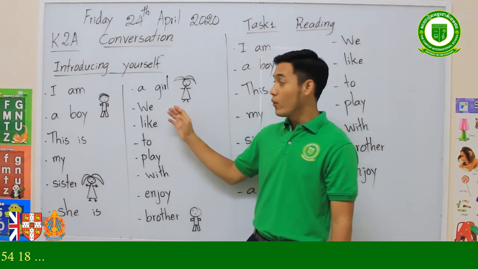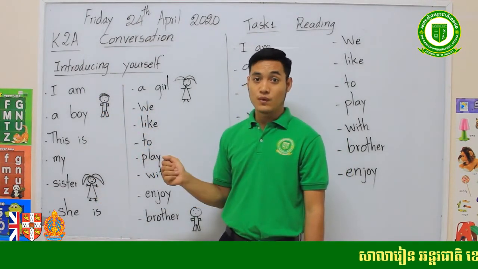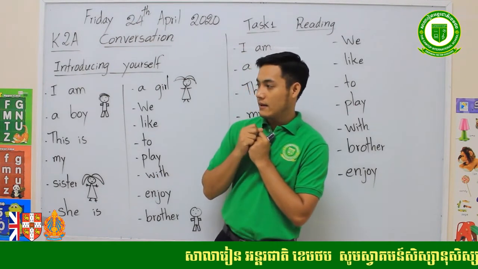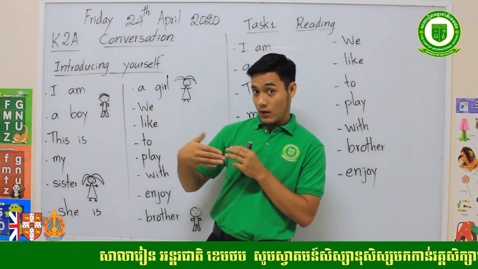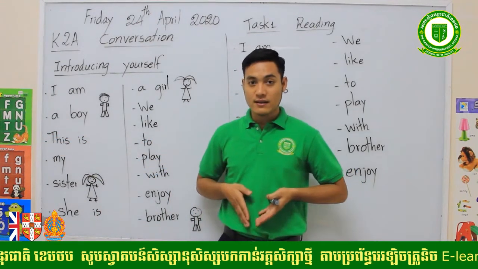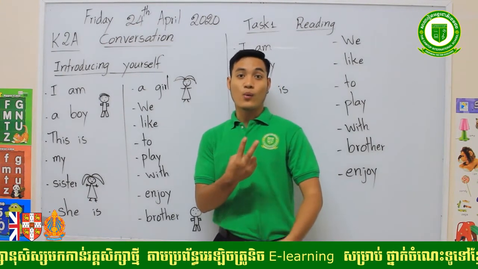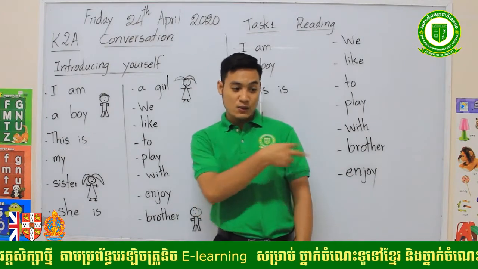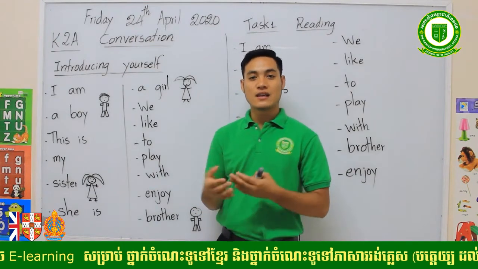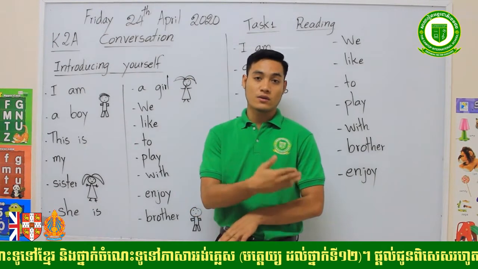"We." We is different from "she," or from "I," or from "you." For example, "I am" is myself, and "you" is another person. But when you and I come together, two people, and want to talk about something, we can say "we." That means two or more than two people; it is a plural noun for the first person.